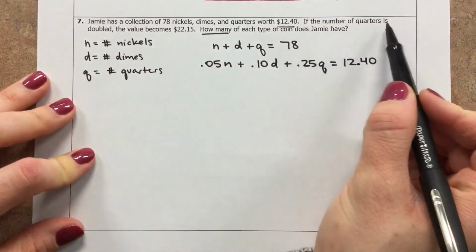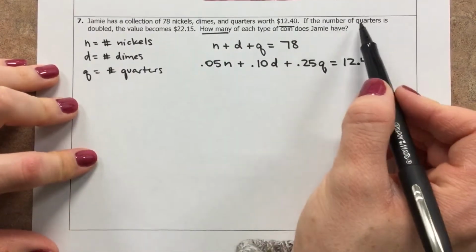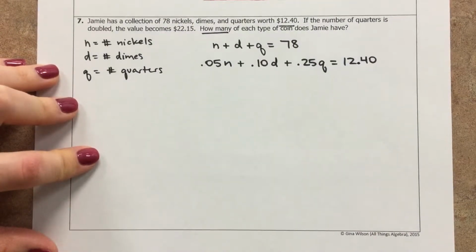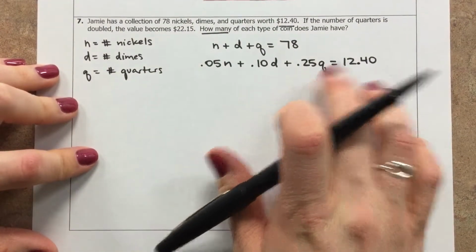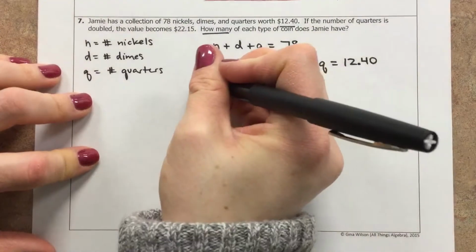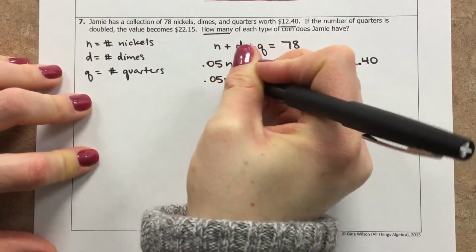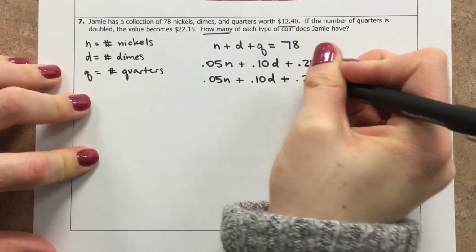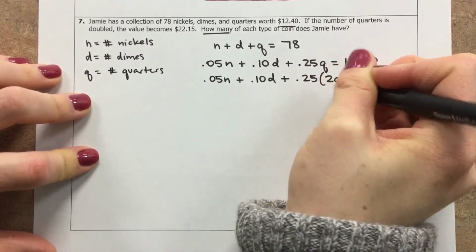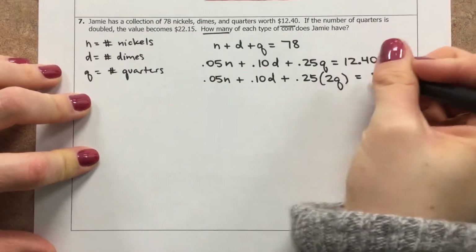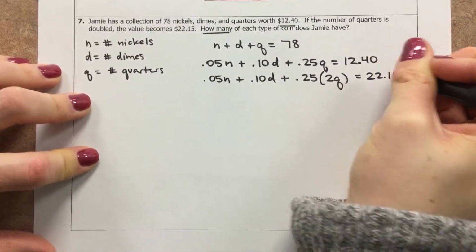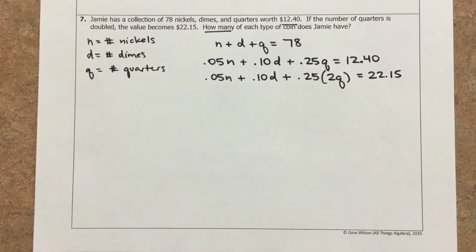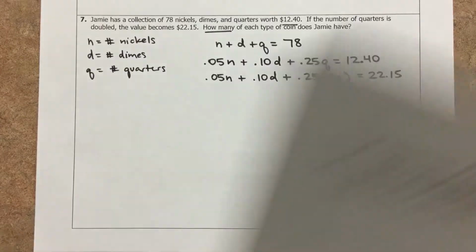And then we have this second sentence. So if the number of quarters is doubled, the value becomes $22.15. Okay, so we are doubling the number of quarters and that changes the value. So all of these stay the same. So now we're saying that she's got twice the number of quarters and the value becomes $22.15. So that's how you'd set up that third equation. So then you'd solve it in a very similar method to what we just did with number 6. So I just wanted to show you how to set those up.